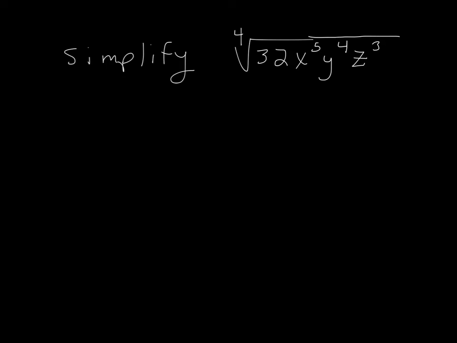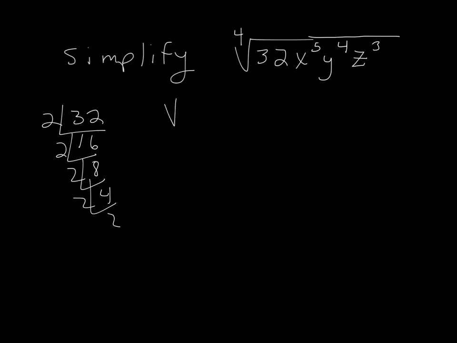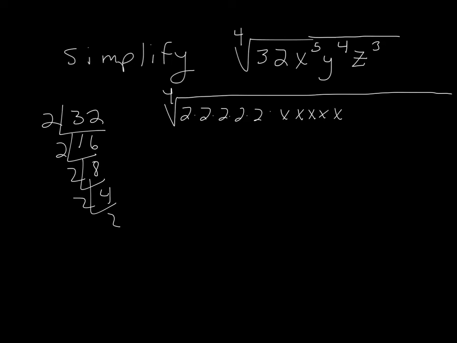First of all, I'm going to break down 32. So 32 is just a bunch of 2s. You divide by 2, divide by 2, divide by 2, divide by 2, 2. 5 2s. Now, I'm going to go ahead and write it all out. I wouldn't always do this, but I think this will help you understand what's happening here. It's going to be 2 times 2 times 2 times 2 times 2 times x, x, x, x, x, y, y, y, y, z, z, z.